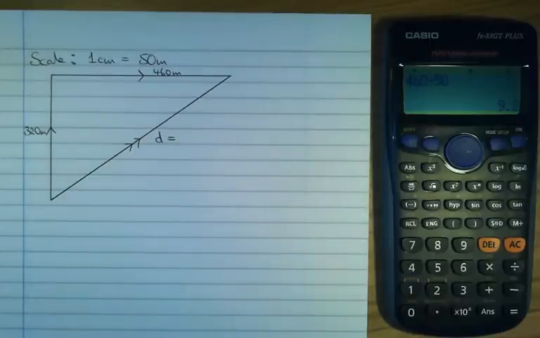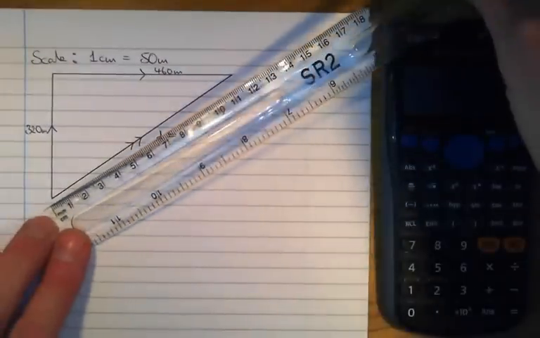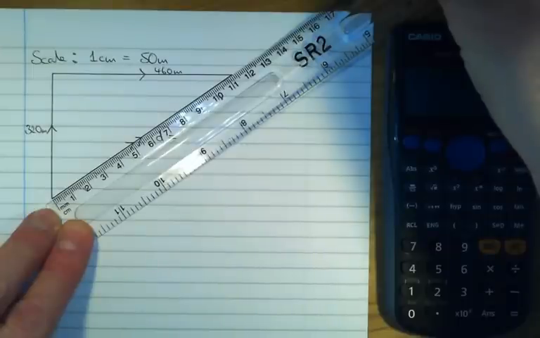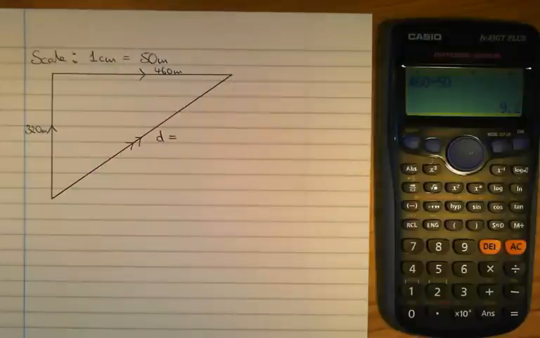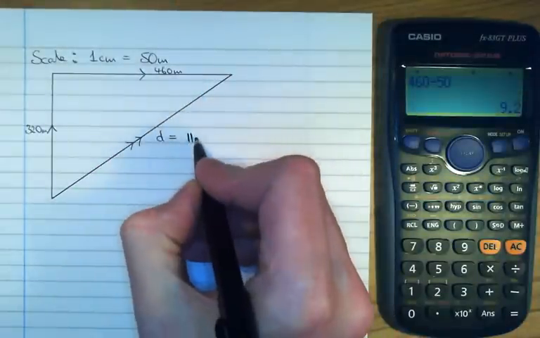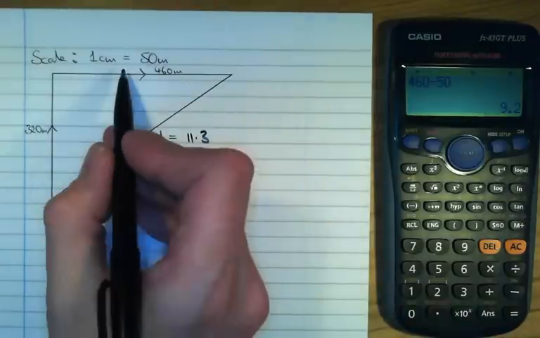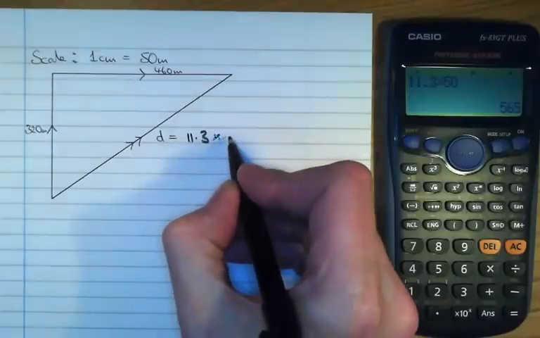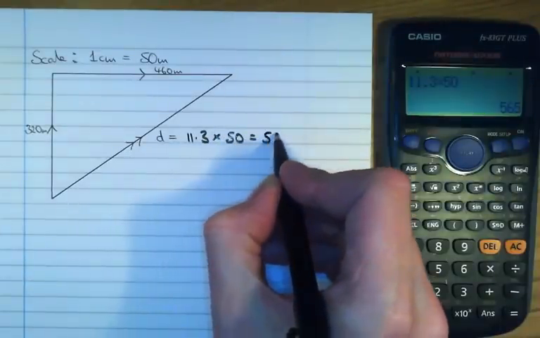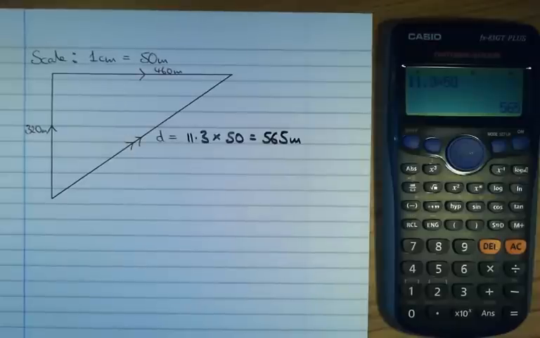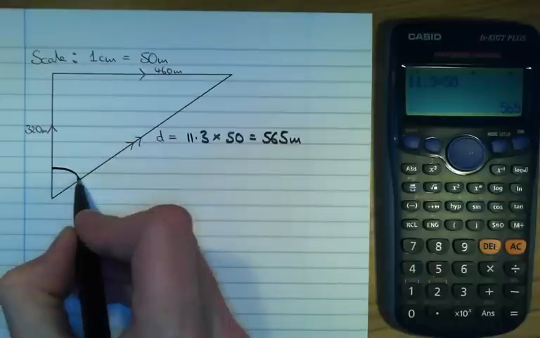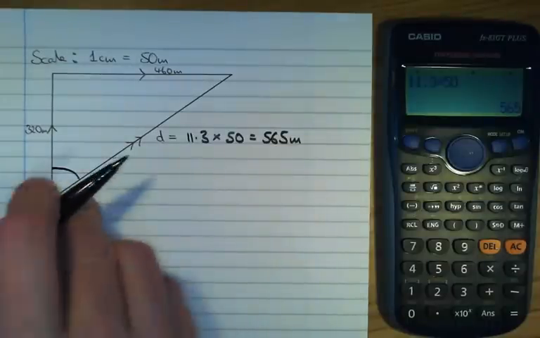I guess what I should do is measure the length of this line using my ruler. I would say that's roughly 11.3 centimeters. And the scale I used was that 1 centimeter represented 50. So 11.3 multiplied by 50 gives me 565 meters. And the next thing I would need to do, as I said, this is the starting point. I would always measure the angle here from the starting point pointing towards the finishing point.